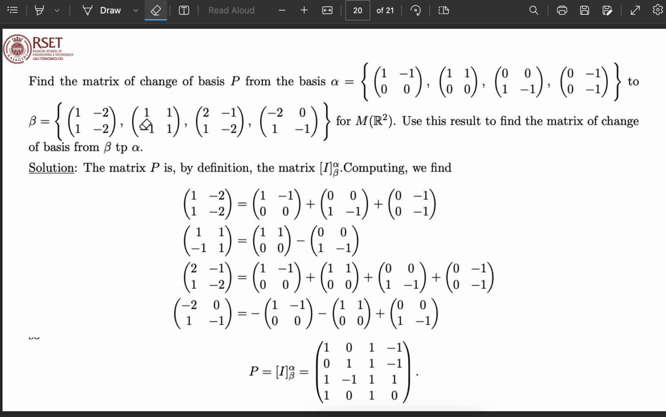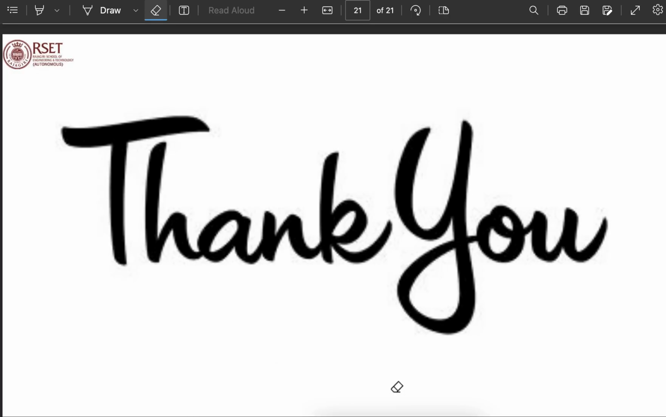Next take the second element of beta and write it as a linear combination of the 4 elements in alpha. You will get this. Corresponding to that we can write the second column of P like this. Now take the next entry of beta and so on. Finally we will get this matrix P. And to compute the matrix of change of basis from beta to alpha, just take the inverse of this 4 by 4 matrix. Thank you.